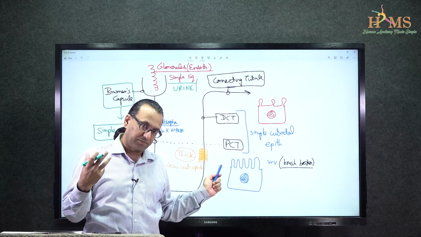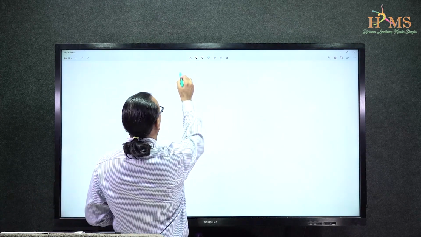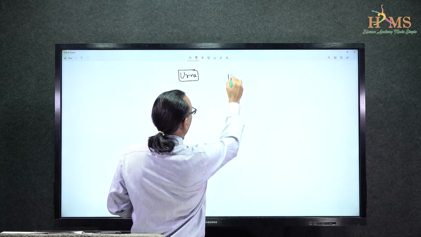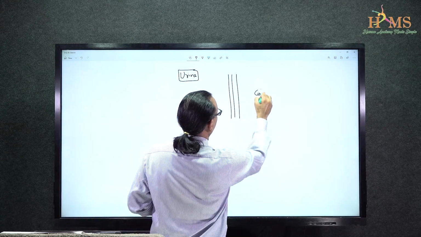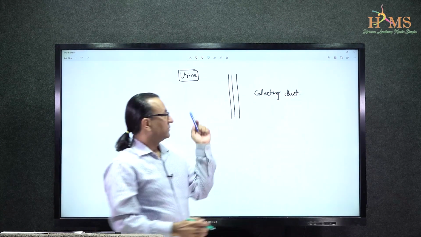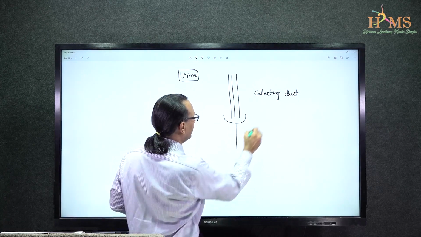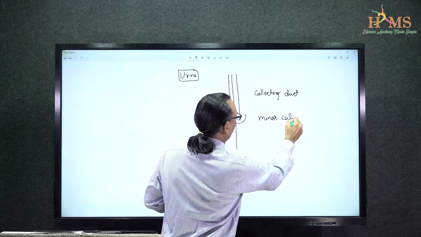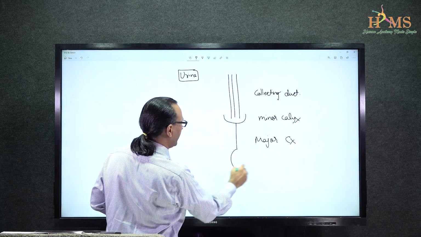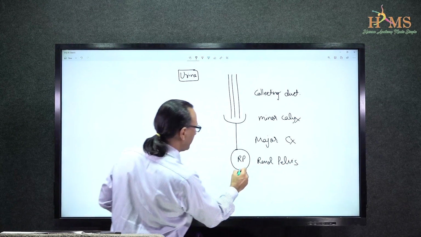What about the collecting portion of the kidney? So the urine is already formed and we need to collect it now. It begins with the collecting ducts. And where is this collecting duct putting the urine? Into the minor calyx. And from the minor calyx it will go to the major calyx, and then to the renal pelvis, and then it will move into the ureter.